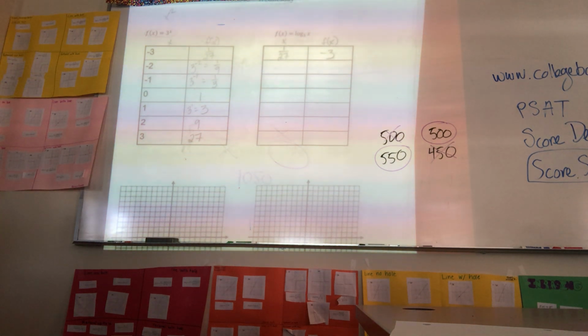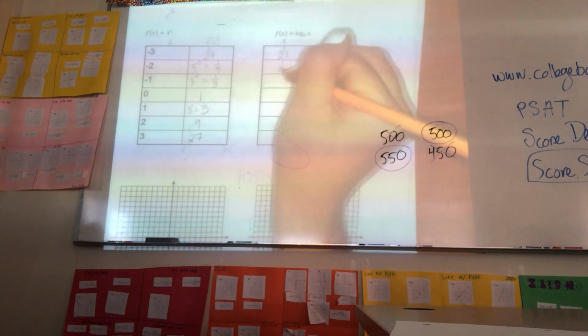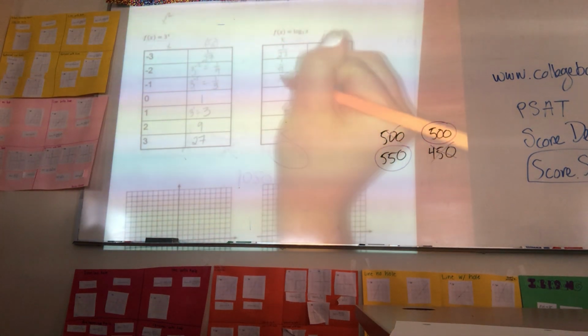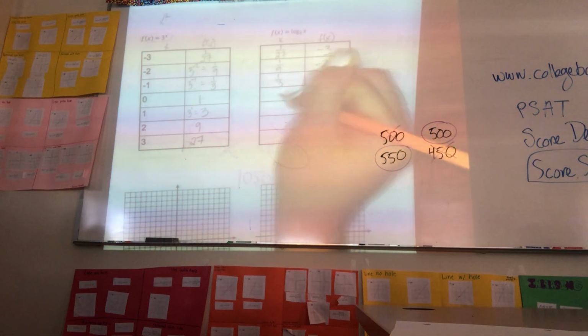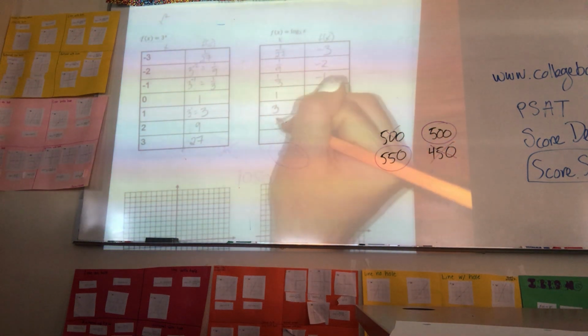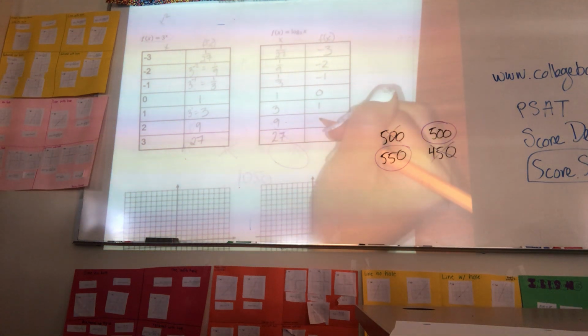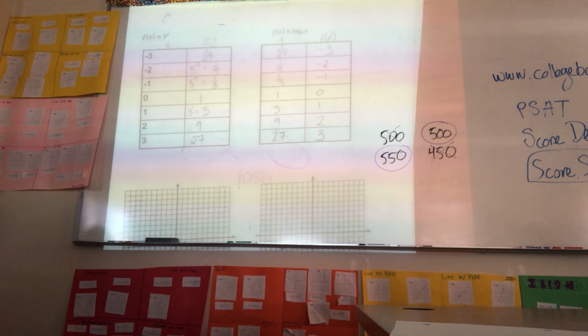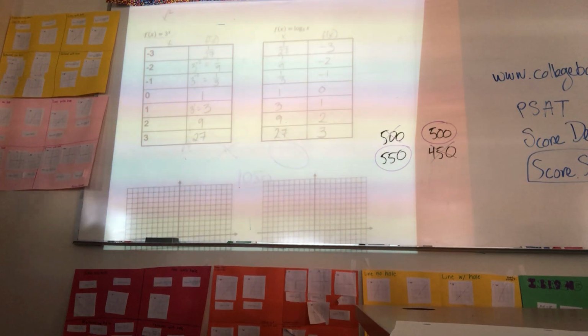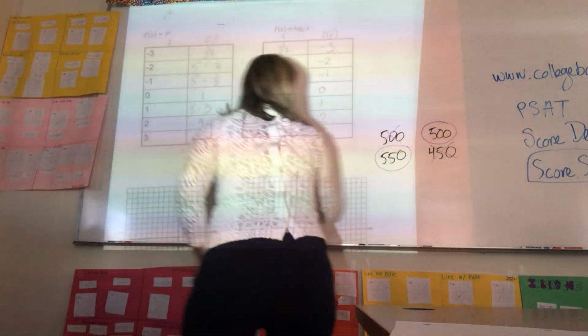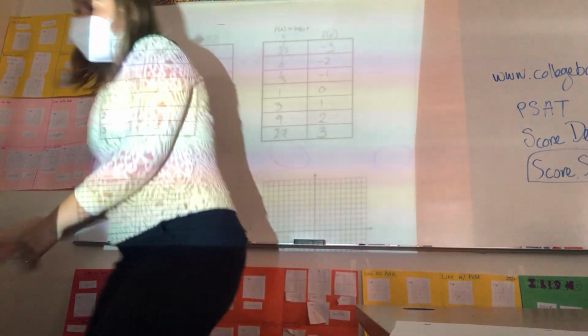So that's how I want you to think of logs right now, just the inverse of exponentials. The same as an exponential, but the x's and y's are switched. Not too bad. You just switch the x's and the y's. That's it. Okay, so let's look at what these graphs look like.